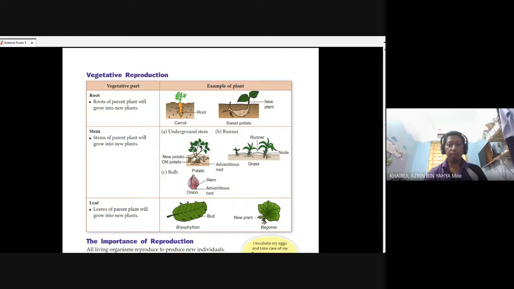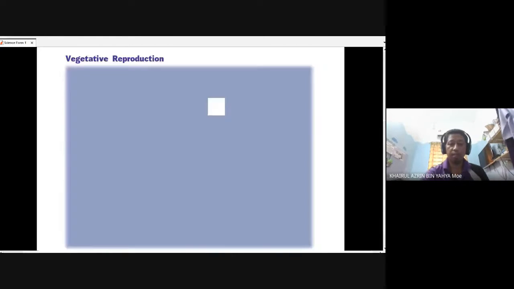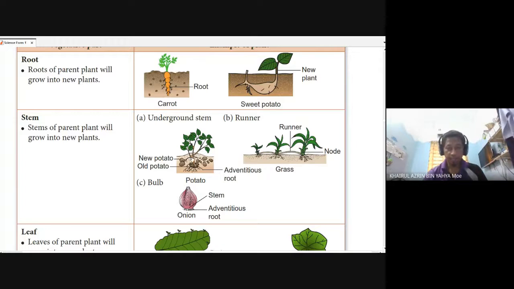So underground stem like this, underground stem. Let me make it bigger. This is the stem. So we have the old potato here, the original, and then become new potato. 1, 2, 3, 4, 5, 6, 7, 8. From one potato become more potatoes. Okay, grass, we have a stem, and then become like this. We call this one a runner. Dia bersambung. Okay. And then C, we have bulb. This is example of bulb.